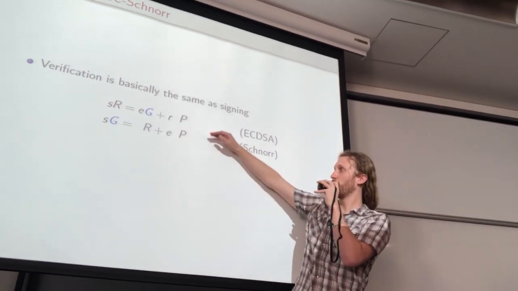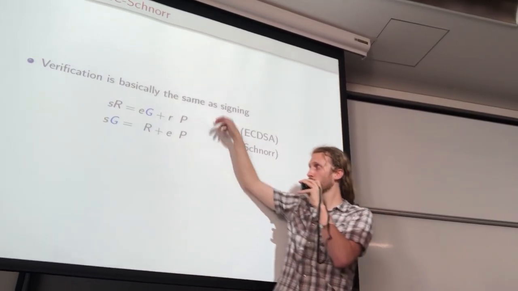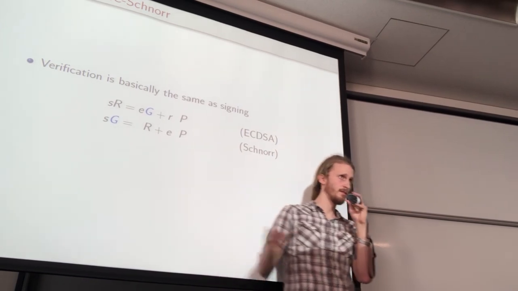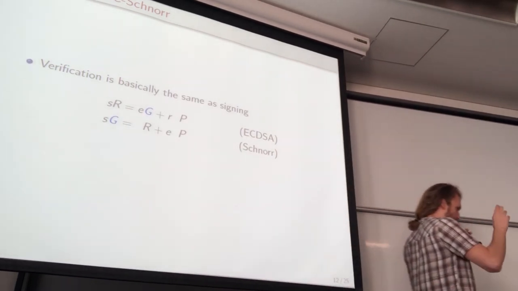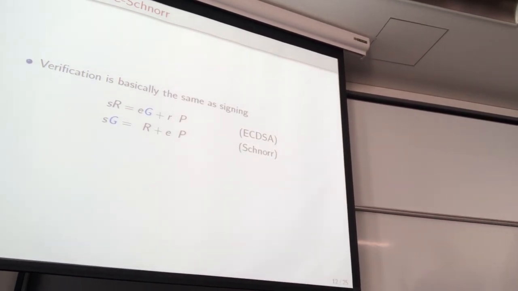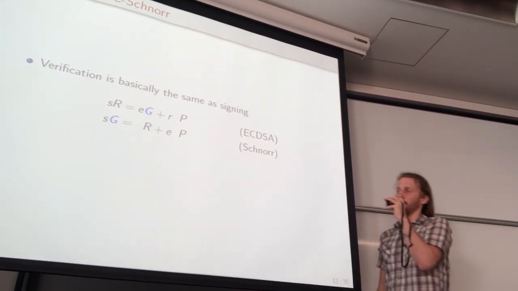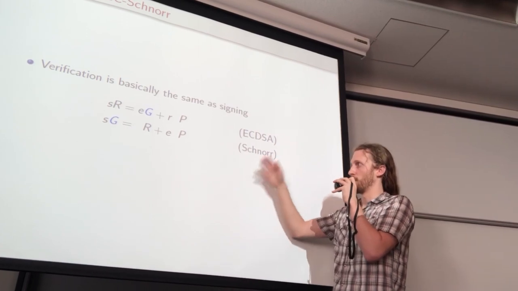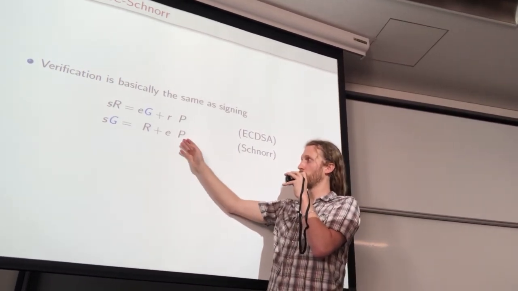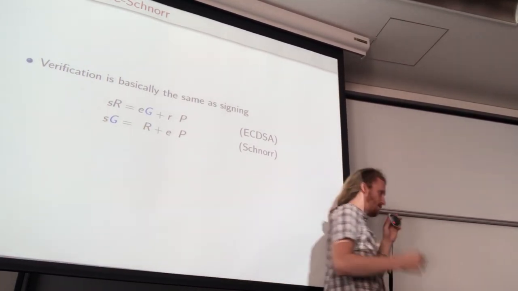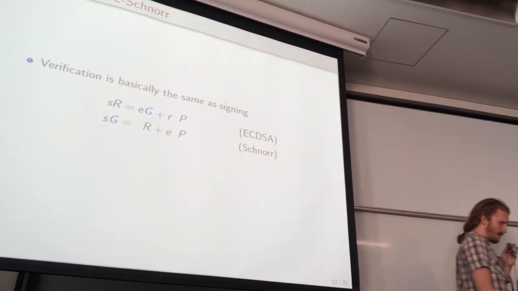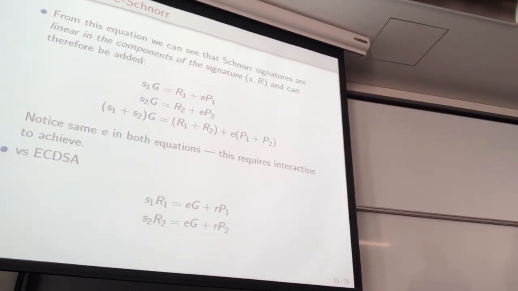And now you can see that to verify an ECDSA signature, you do this, and to verify a Schnorr signature, you compute that, and you can see now that this involved only public data. The key P is just a public key that's on the blockchain. Everyone knows which public key to use, and then S and R are the parts of the signature, and E is a hash of some stuff.